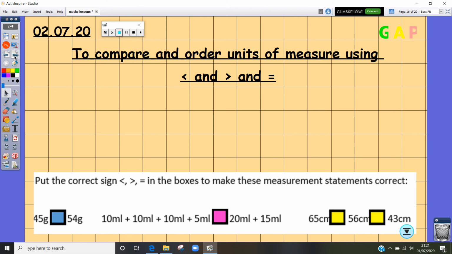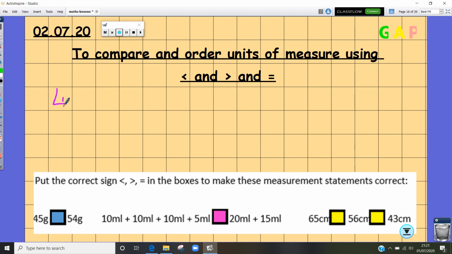We've got some questions here on the board where we have got the symbols missing to make the statements correct. We're going to work through each one in order to show you how to answer each one, and then on the website there are plenty of questions to let you have a go at practicing. So the first one we're going to do is this one here.